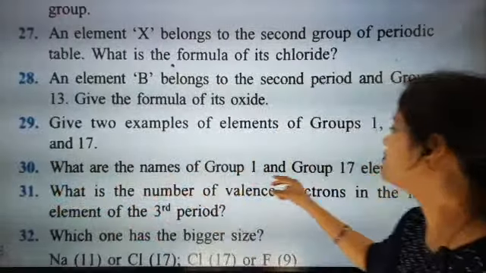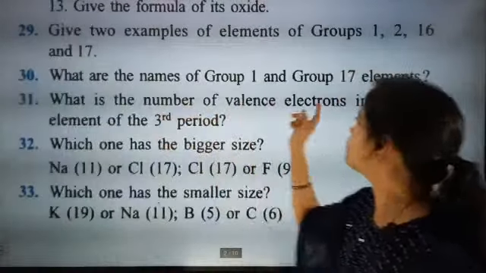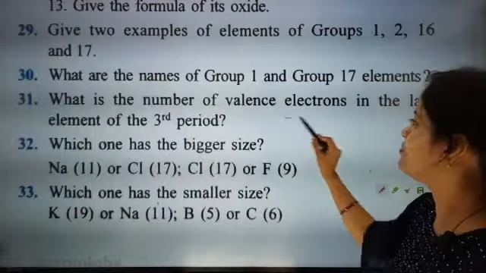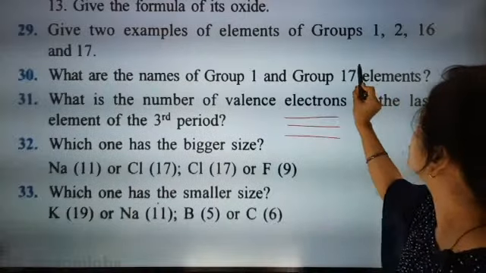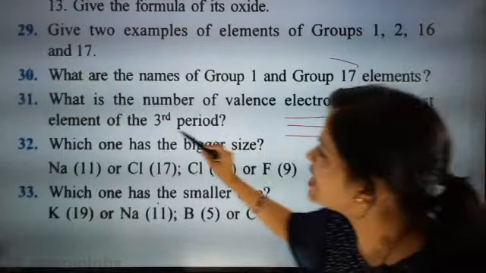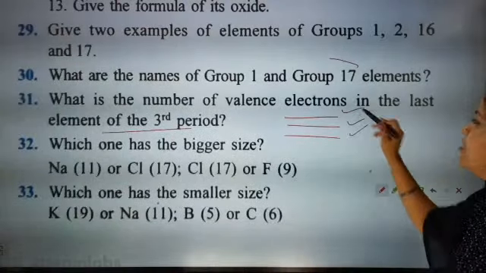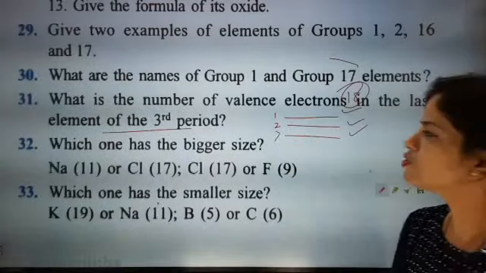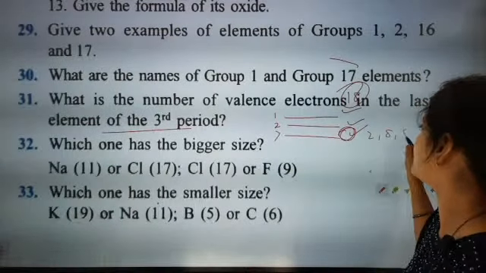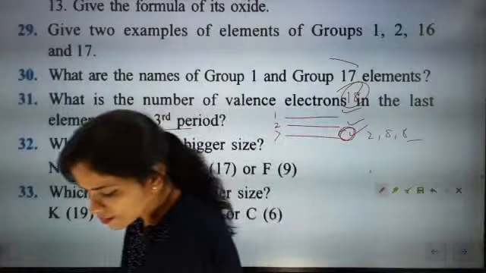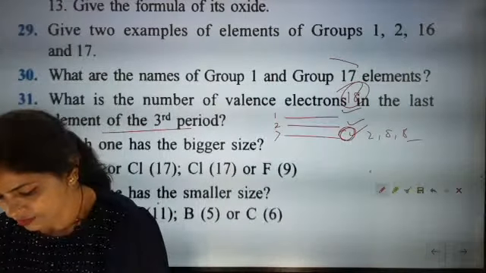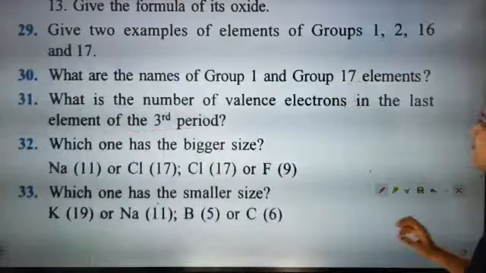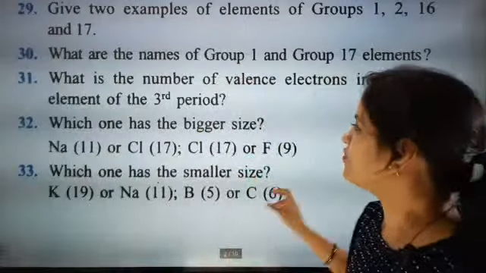Now look here: what is the number of valence electrons? Valence electron means the number of electrons present in the outermost orbit. And you know period 1, period 2, period 3. What is the number of valence electrons in the last element of the third period? The last element is always group 18. So they are telling third period, so the last will be exactly 8. There is a quick method, I sang that song. One day I will sing that song, and you will be able to understand.